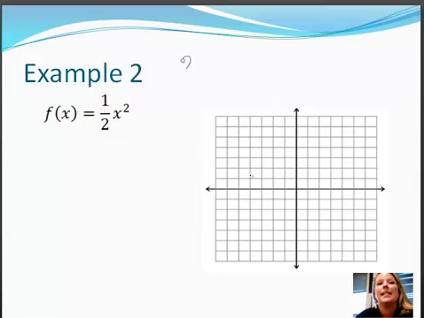Alright, there it goes. Okay, so we have a point at 0, 0, 1, 1, negative 1, 1, 2 and 4, and negative 2 and 4. So that's my parent function.